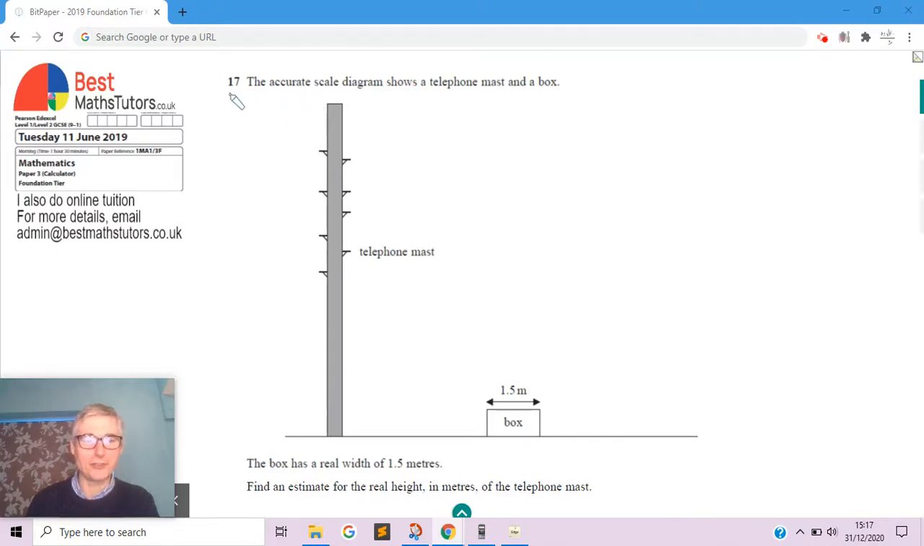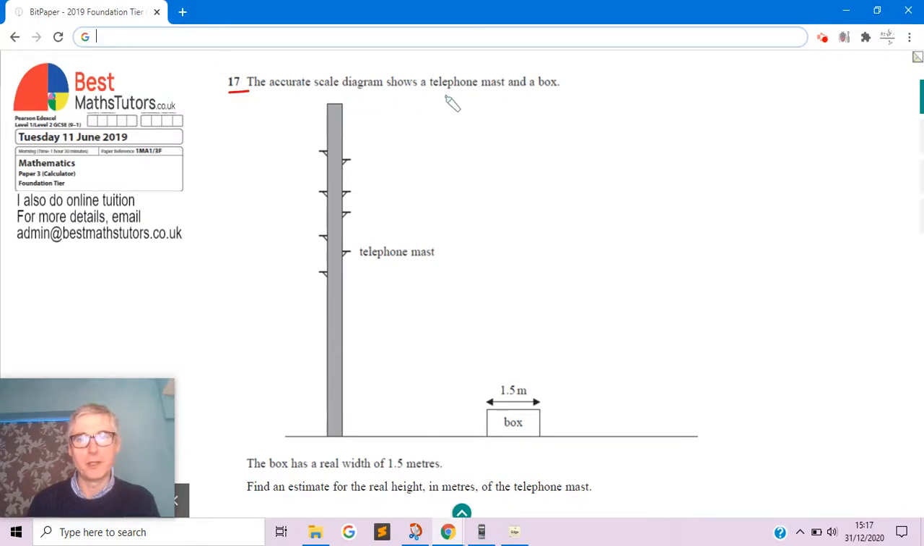So question 17 is a question where we've got an accurate scale diagram that shows the telephone mast and the box, and what we've got to do is estimate the real height in meters of the telephone mast. So here's our telephone mast here, and we've got to estimate what the real height of that would be.